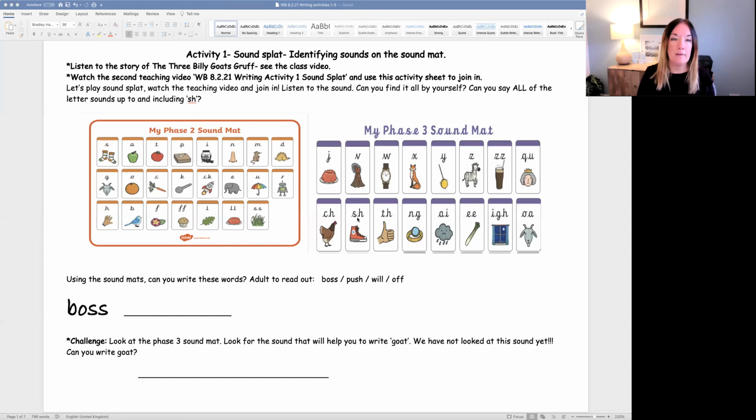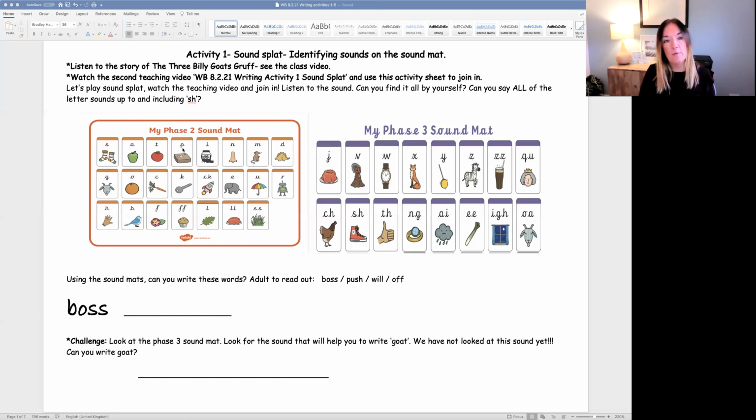Now, girls and boys, we're going to have a little look at whether you can point to a sound. So we know how to play Sound Splat. I'm going to say the sound and you're going to point. Can you point to r? R. Well done if you pointed to r over here. Can you point to p? P. Well done if you pointed to p here.